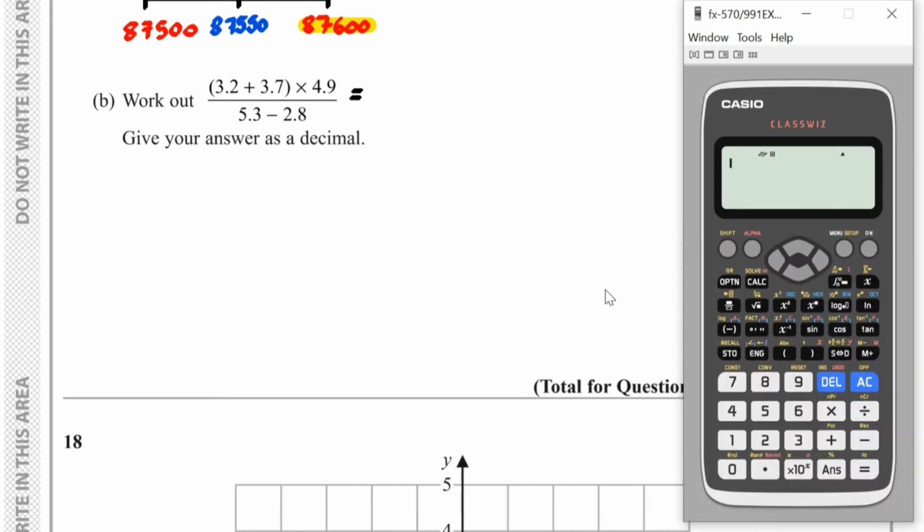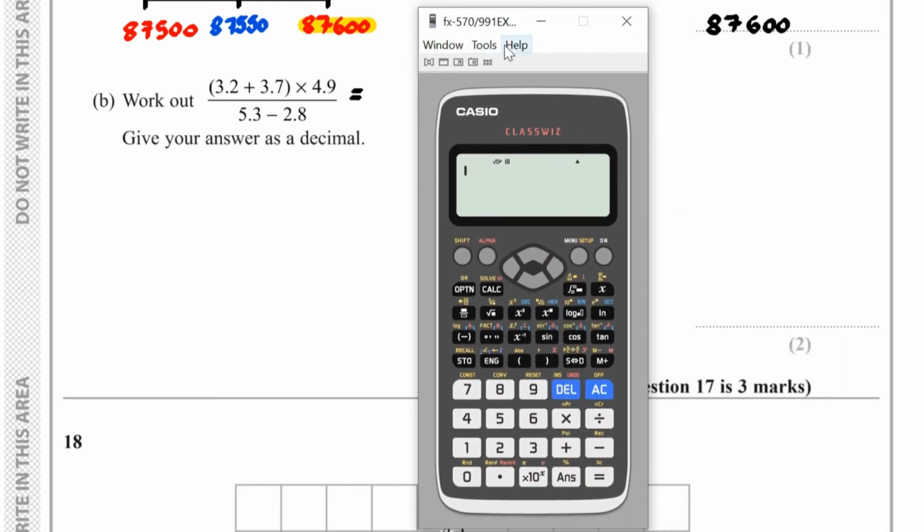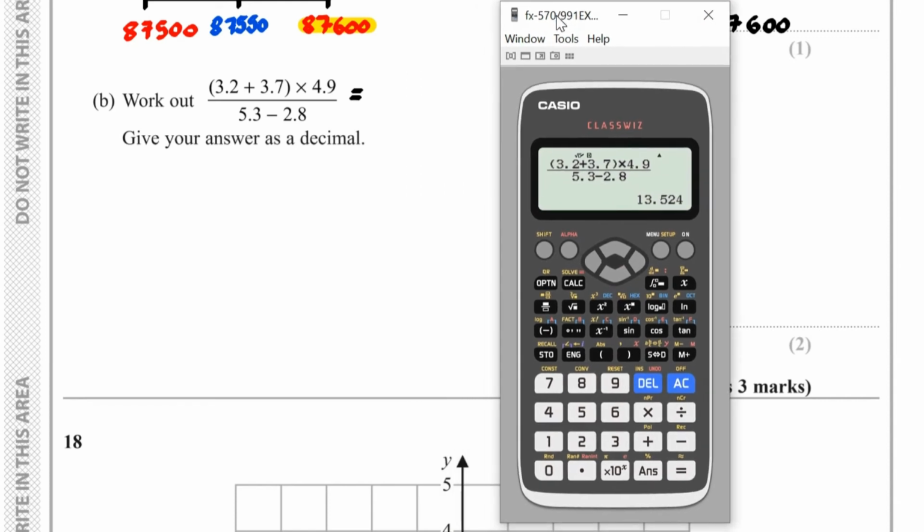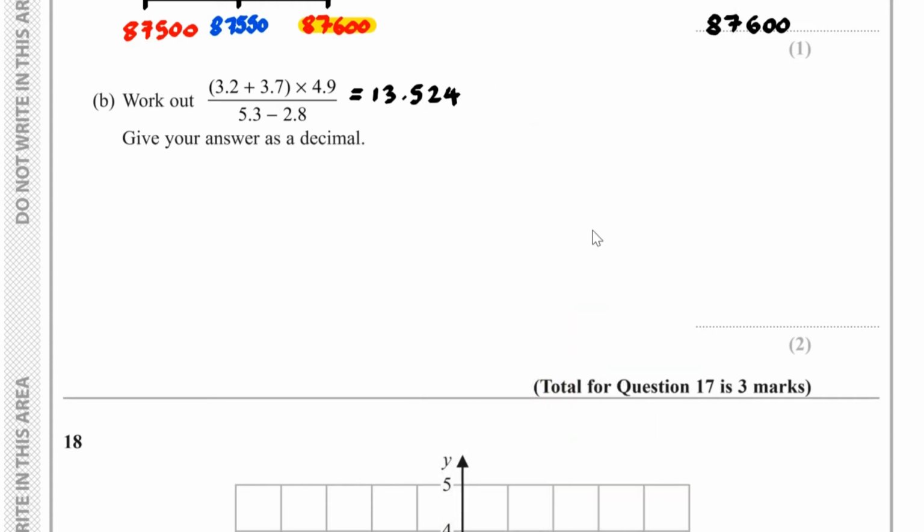Now for part B, we have to work out 3.2 plus 3.7 times 4.9 over 5.3 subtract 2.8. So if I work out what this is equal to, we end up with a decimal value of 13.524. To 1 decimal place, we have 13.5.